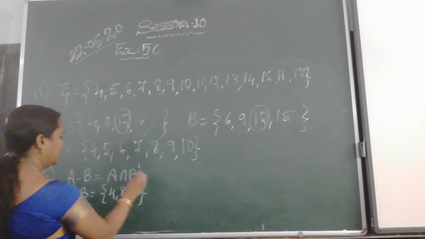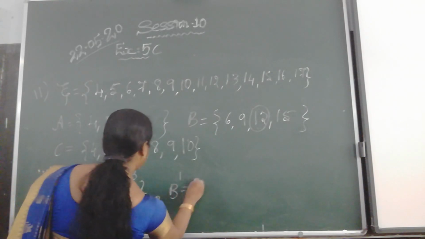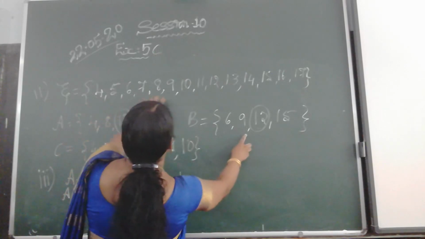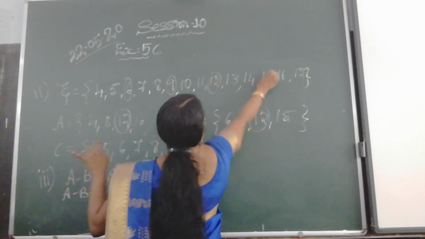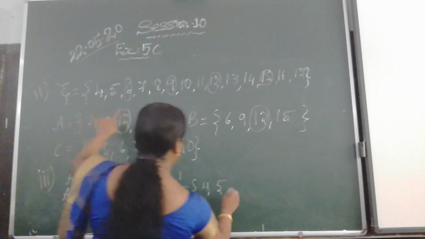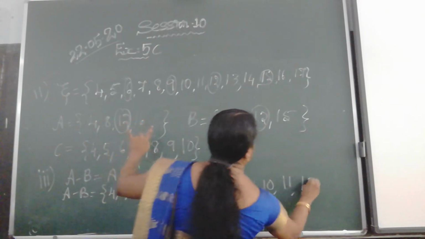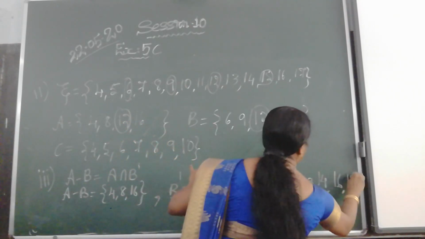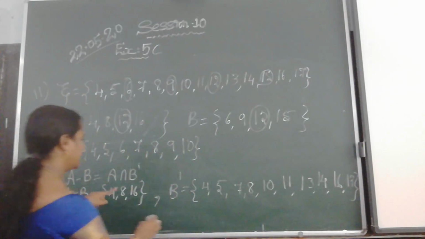Now A intersection B dash. First we have to find B dash, so I am doing it here itself, children. B dash I am finding out. B and universal: 6, 9, 12 and 15 no need to write. Remaining everything we have to write: 4, 5, 7, 8, 10, 11, 13, 14, 16 and 17, 18, the complement.